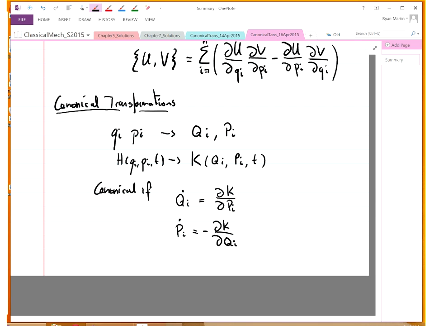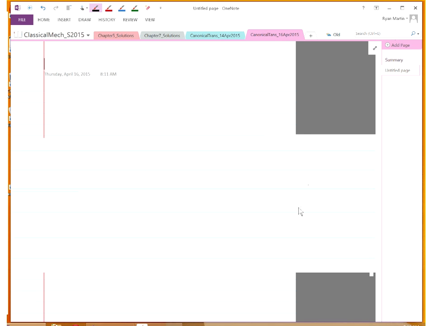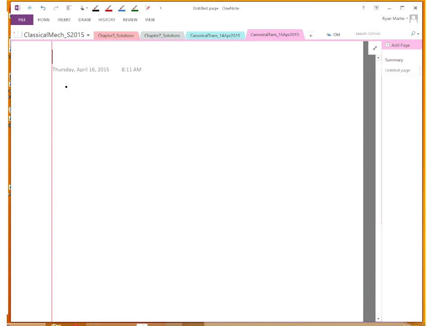If I give you a transformation from q's and p's to capital Q's and capital P's, how do you know if it's canonical? Clearly there's an annoying way to do that, which is to calculate the transformed Hamiltonian, calculate the equations of motion, and see if they follow the canonical equations. That's a little bit cumbersome, you can imagine. What we'll see today is that Poisson brackets give us a really, really easy way to tell if a transformation is canonical.